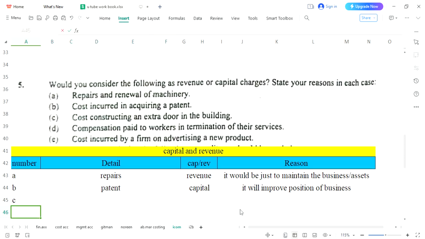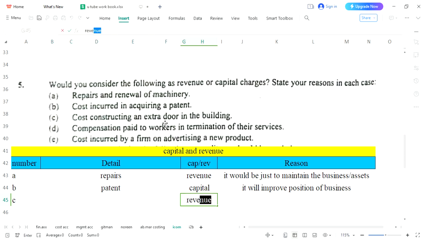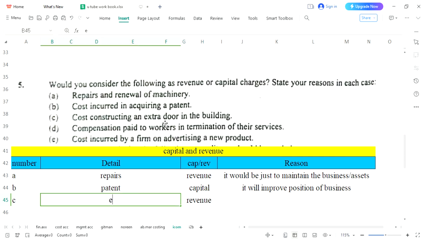Then we have point C, which is saying constructing an extra door in the building. Please understand, we are not buying a building. This is not a new building. This is not an addition in the building, not an alteration in the building. So construction is not going on. We are just making an extra door. There was one room, for example, having one door, and now an extra door. Still you have a single room. So there is no addition in asset. So you will call it revenue, and you may write extra door.